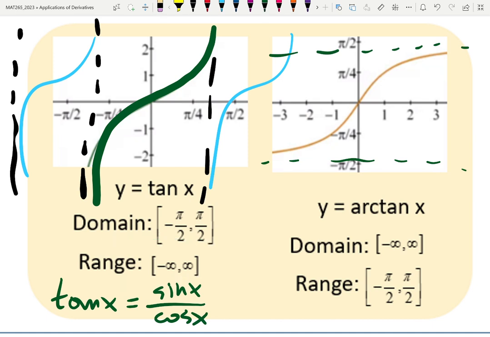Range for the tangent was minus infinity to infinity. It's not restricted from minus 1 to 1, like sine and cosine. So now the domain is from minus infinity to infinity, and so on. These are the ideas here.